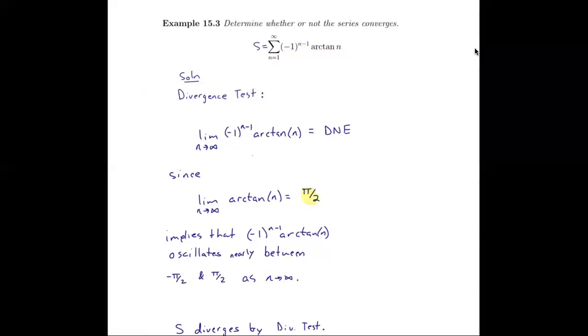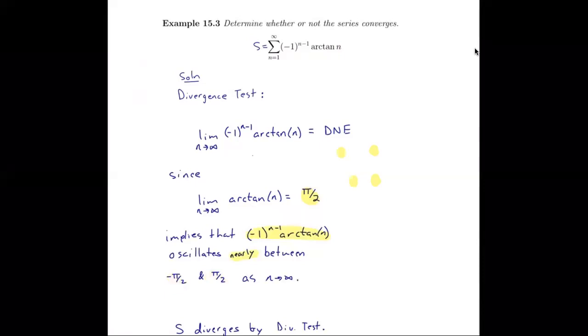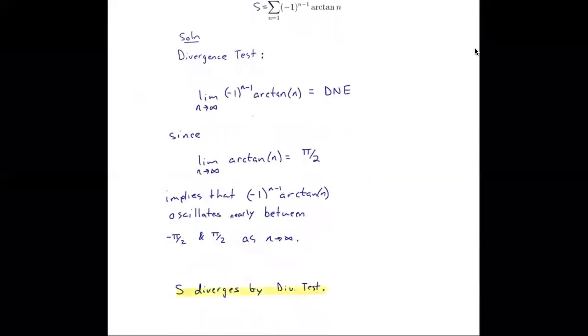And really, this limit being what it is tells us that as n increases and we alternate, we're bouncing back and forth between negative pi over 2 and positive pi over 2, or nearly between negative pi over 2 and positive pi over 2, right? Because we don't quite get there in the limit. We're just approaching it as n goes to infinity. So this thing does not converge. The divergence test tells us that because its limit doesn't even exist, right? It's alternating, its limit doesn't exist, so it's going to fail the divergence test, which says that a series whose limit doesn't exist or whose limit is not zero does not converge. So we're able to use the divergence test on this.